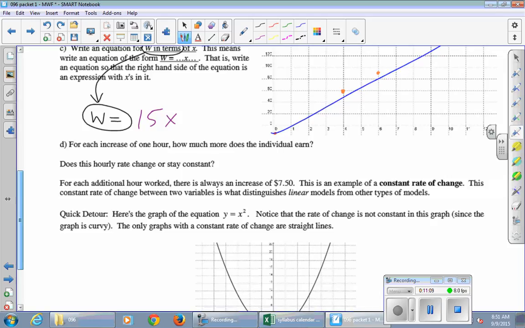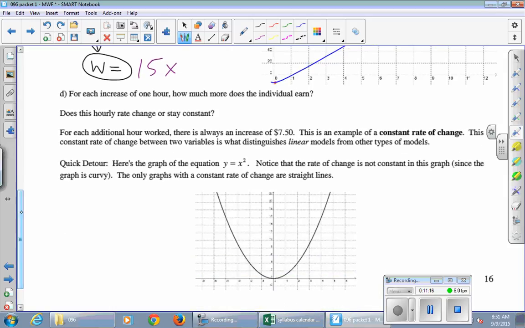And does that hourly rate change or is it constant? And Jasper said before it's constant. It is constantly $15 for each additional hour. And so in the next line here, it says this is an example of a constant rate of change. Your salary is changing by $15 per hour, and it is always that same 15. And that makes this a linear model as opposed to something else. And so here's our quick detour.